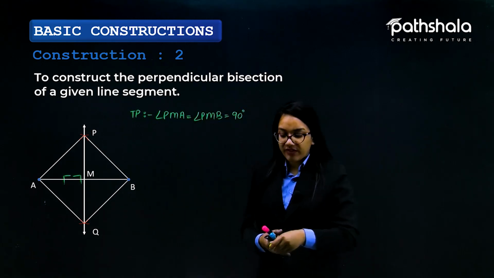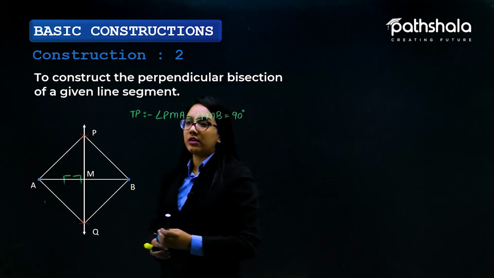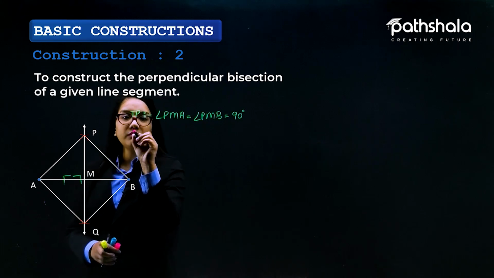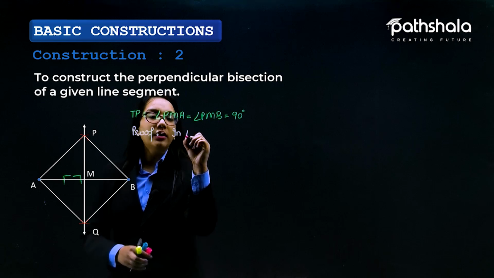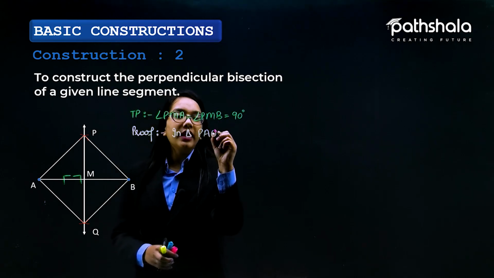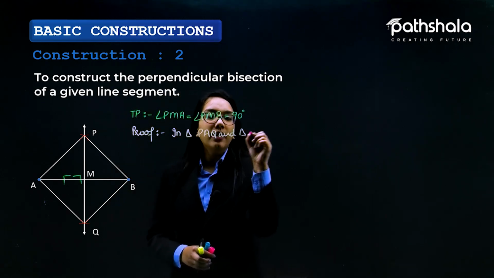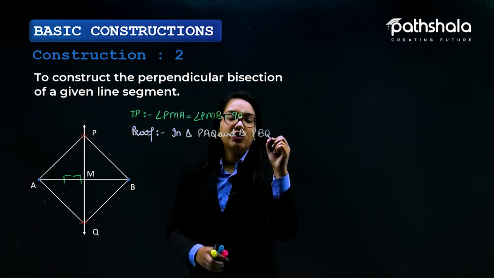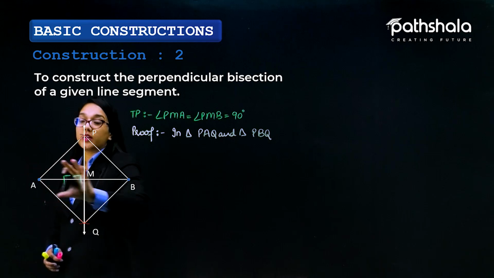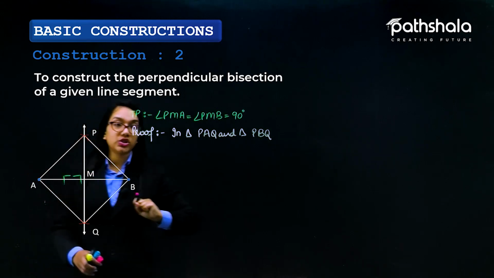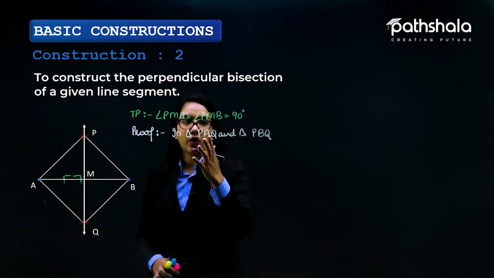So let us suppose I'm talking about the whole triangle, let's just start the proof. First of all, I'm taking the bigger triangle. So in triangle PAQ and triangle PBQ, I'm taking the 2 bigger triangles, this one and this one. So let's just see what we can say about the triangles.